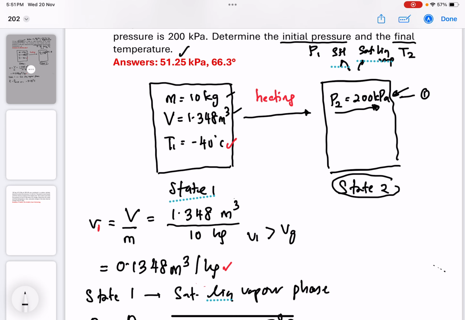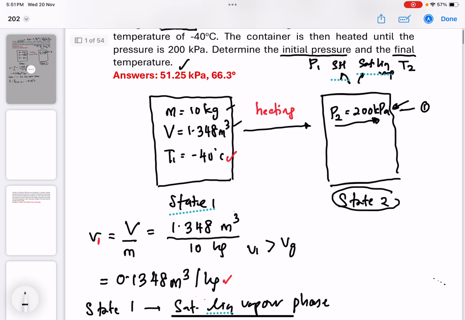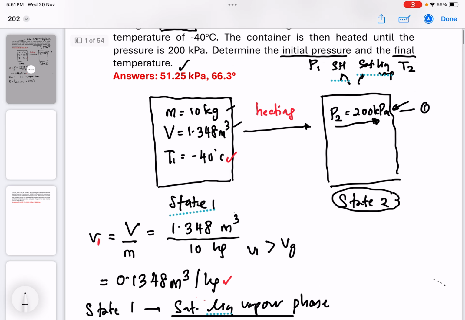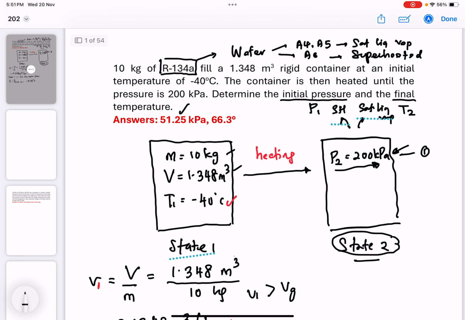And then now I have to determine what my final temperature is. So now I have to move to state number 2. For state number 2 here, I only have a pressure, which is 200 kilopascal. But in the question over here, it does mention that the container is rigid.